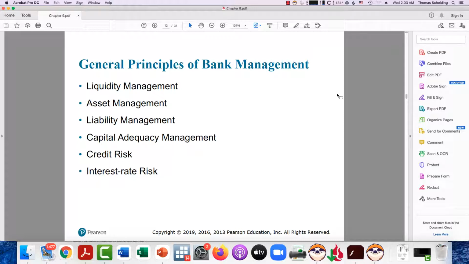Then we've got capital adequacy management. How much capital should the bank maintain over time? How much is needed? Credit risk: how many borrowers do we think are going to default? Are we managing that side of our risk well? And then finally, we've got interest rate risk. How much of our earnings is subject to the interest rate changing? If the interest rate changes, how much money does our bank make or lose?